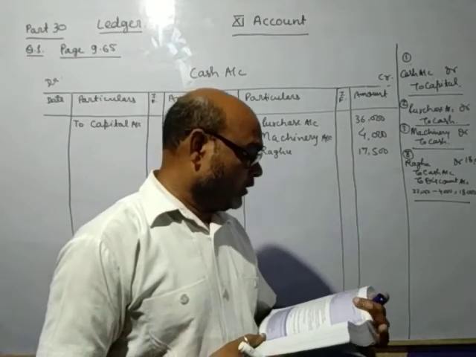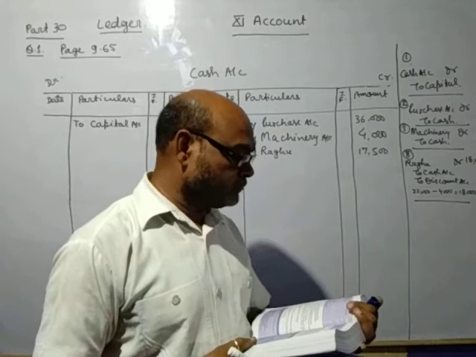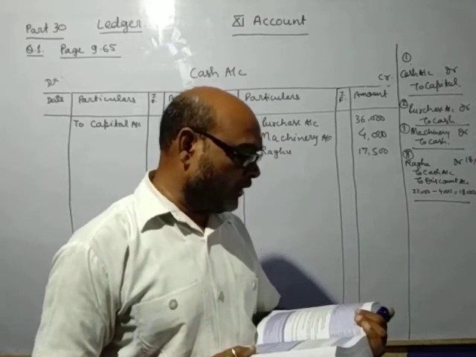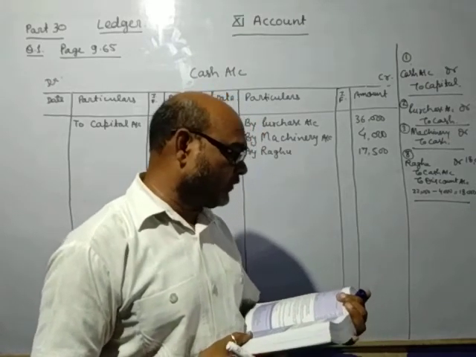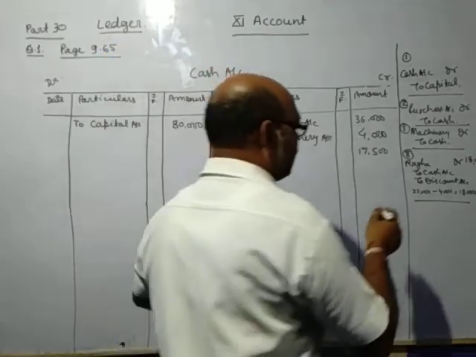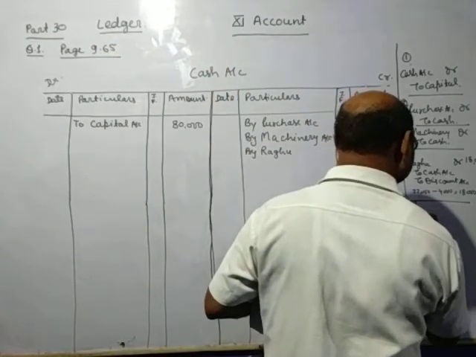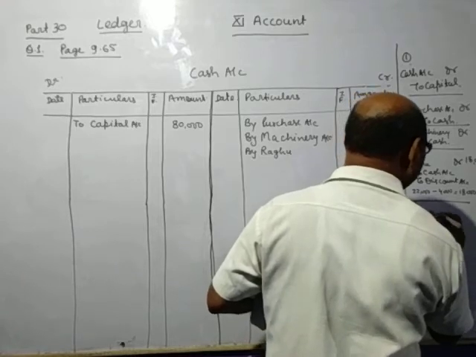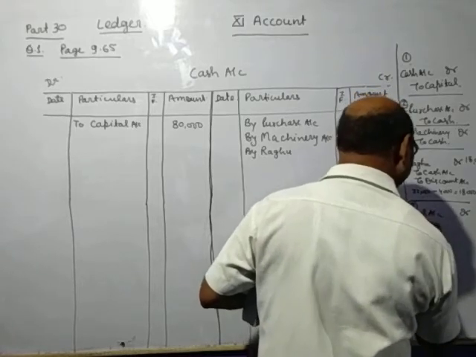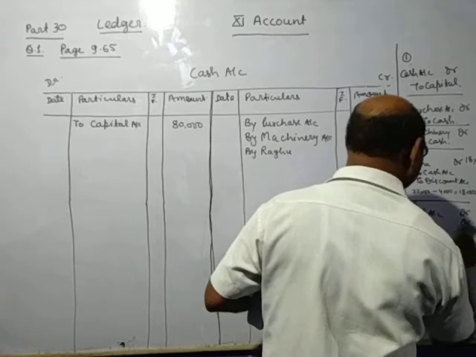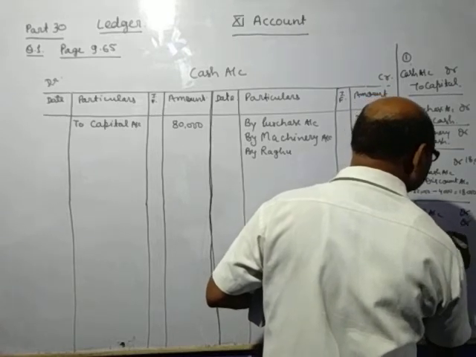Next, sold goods to Mahesh Chandra, received cash from Mahesh Chandra and discount allowed. So on 13, cash account debit, discount debit to Mahesh Chandra.